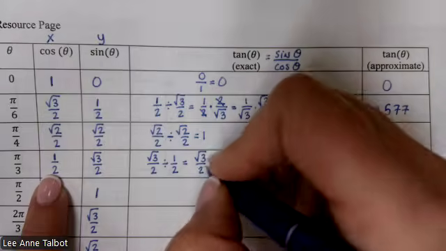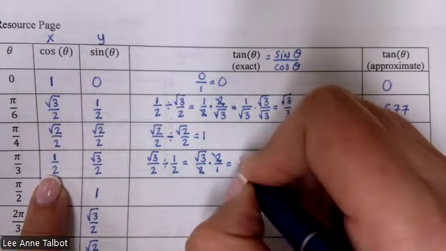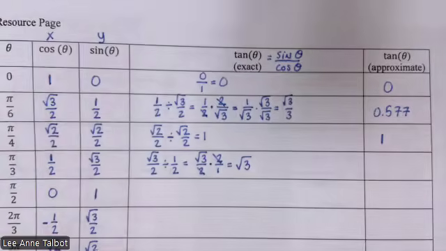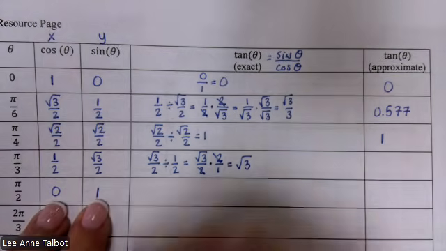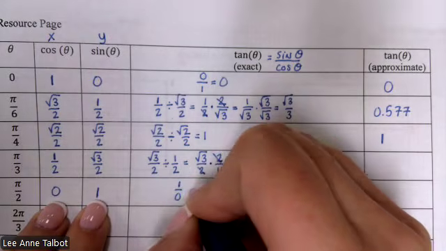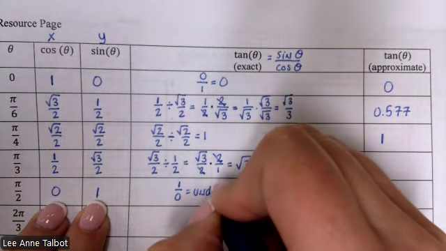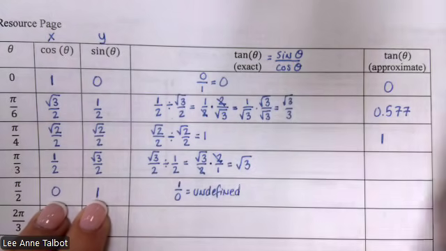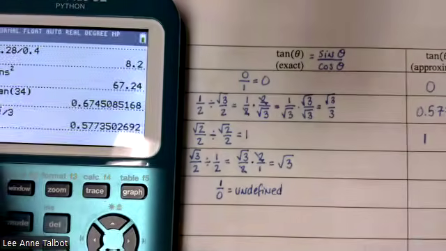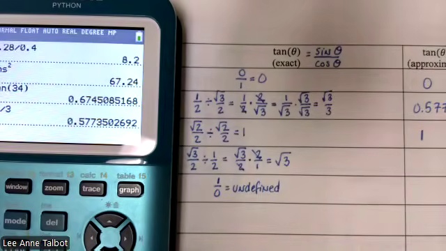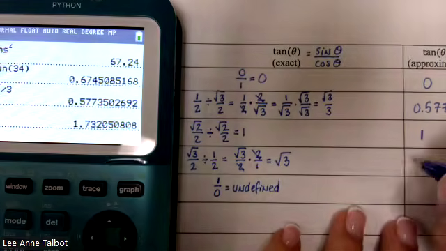Okay, what cancels? The 2's, and this time I just have root 3 over 1, which does not need to be rationalized. Yay! Okay, and then here's a fun one. One divided by zero is undefined. Let me find root 3 for you real quick. I think it's 1.7. Yeah.